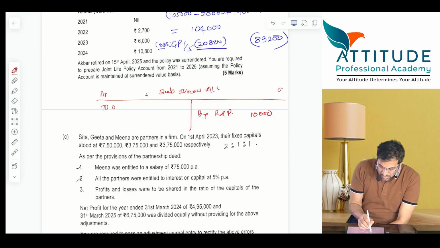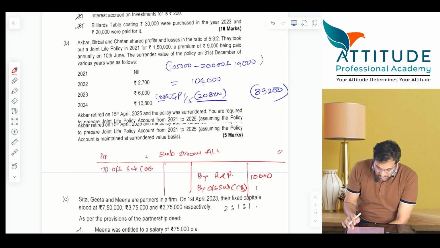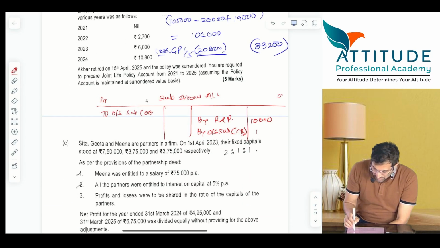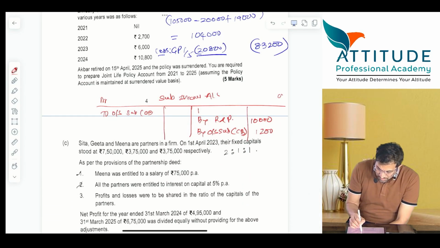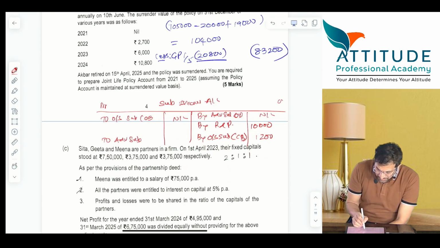Outstanding subscription, opening balance does not come, right? Tell me. What comes here? By outstanding subscription, closing balance, CB, and the closing balance is given how much? 1200. Now advance subscription, where does it come? By advance subscription, opening balance, OB, is not given, it is nil. Closing balance is given. Advance subscription relating to next year is given, how much is given? 550. Total it.